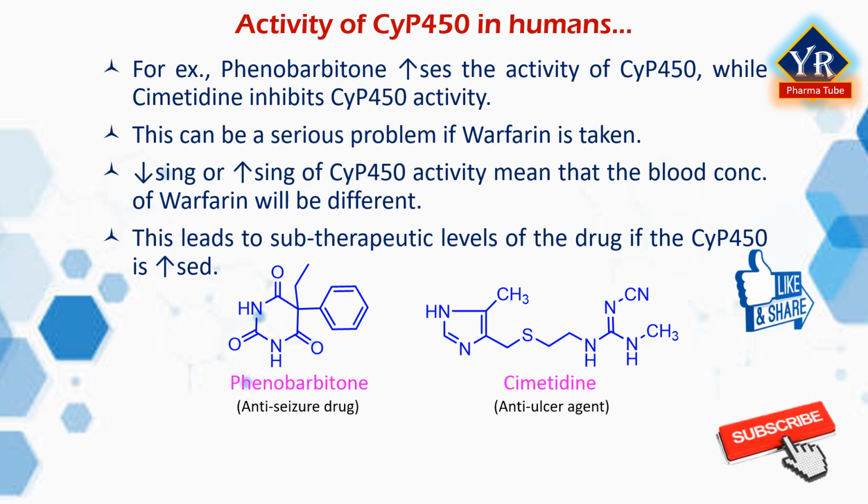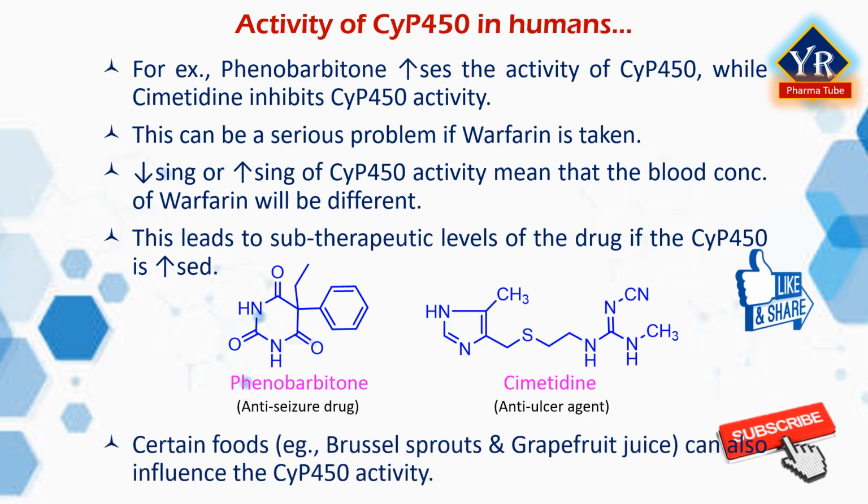This could lead to subtherapeutic levels of the drug if the activity of the cytochrome P450 enzymes is enhanced, or a drug overdose if the activity is inhibited. Certain foods can also influence the activity of cytochrome P450 enzymes, for example Brussels sprouts and grapefruit juice, leading to the same types of problems. For this reason, many current medicinal chemistry projects aim to design drugs that are not metabolized by cytochrome P450 enzymes and which have no effect on cytochrome P450 activity.